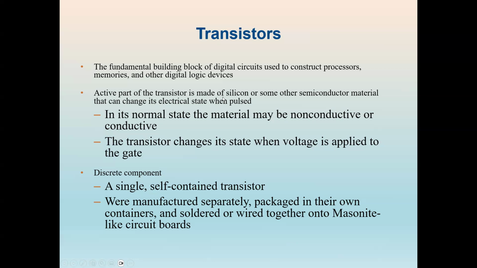So a single self-contained transistor is what we call a discrete component. And this was used again throughout the 1950s and also the early 1960s. Electronic equipment was composed largely of discrete components: transistors, resistors, capacitors, and so on. And the discrete components were manufactured separately, packaged in their own containers, and soldered or wired together onto, again, a Masonite-like circuit board, which we store in computers.